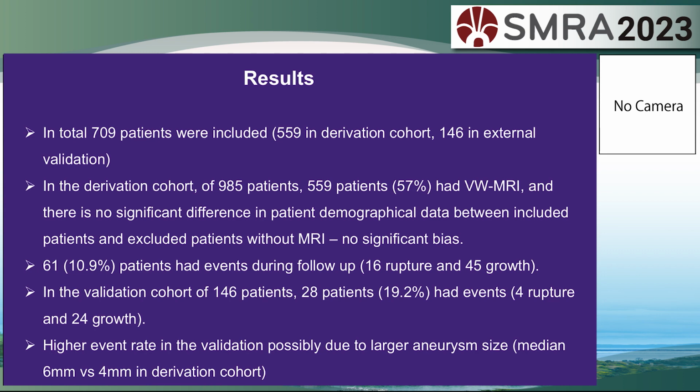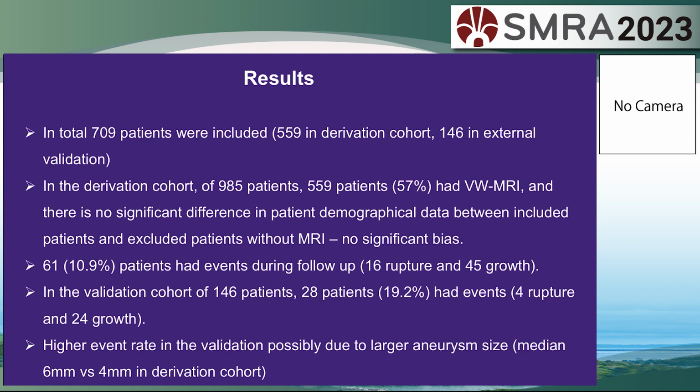So in total, 709 patients were included, 559 in the derivation cohort and 146 in the external validation. Of the 985 patients in the clinical trial, we were able to include 57% who had a vessel wall MRI. There is no significant difference in patient demographic data between included patients and excluded patients without MRI, so there is no significant selection bias here. During the 2-year follow-up, about 11% of patients had events, about 16 ruptures and 45 growths. In the validation cohort of 146 patients, there is actually a higher event rate, about 19%: 4 ruptures and 24 growths.